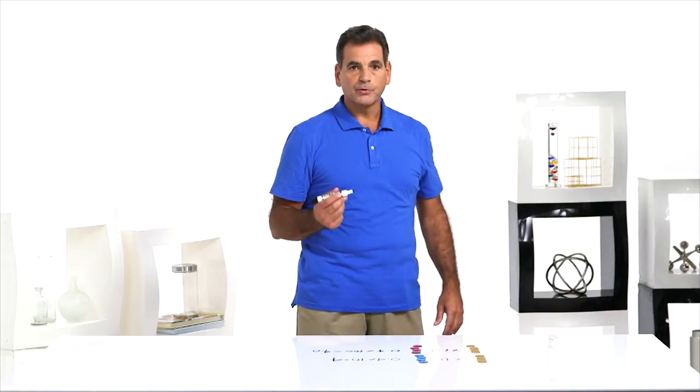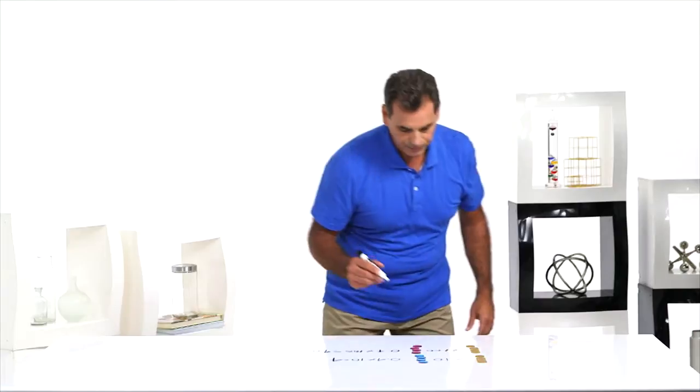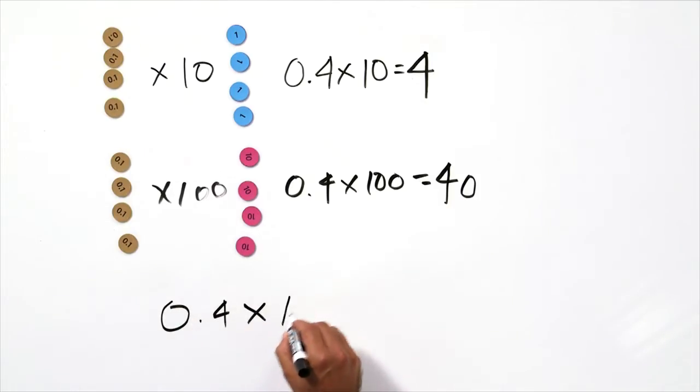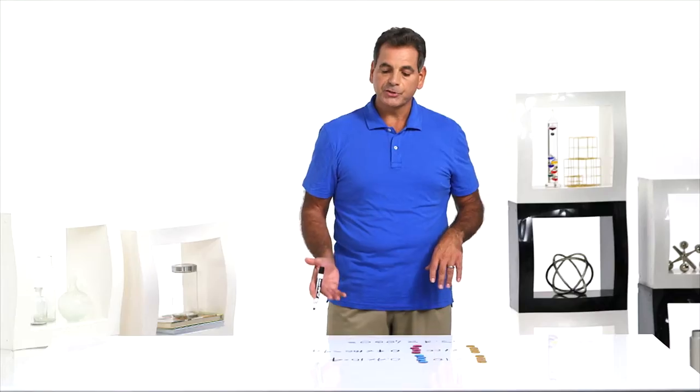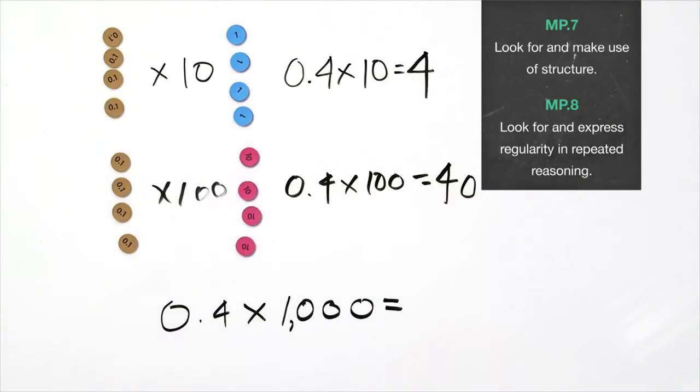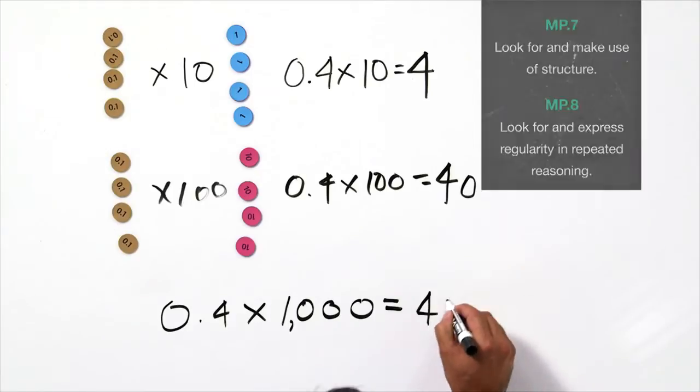And we'll do the last one with numbers, and we won't build it with the chip model. So 0.4 times 1,000 this time. And we'll ask the students, look at the pattern of the decimal point in these two problems and see if you can determine what the answer will be. And they'll understand that it's 400.